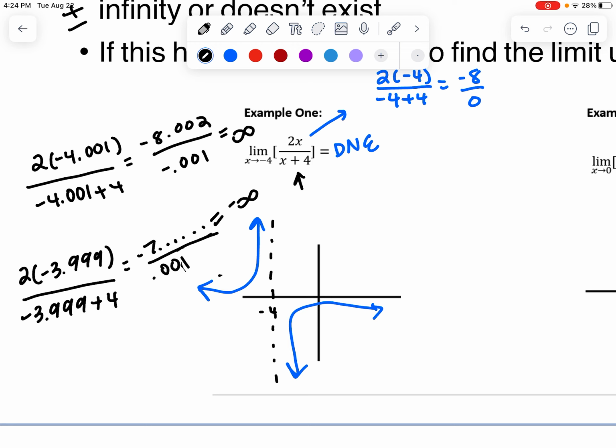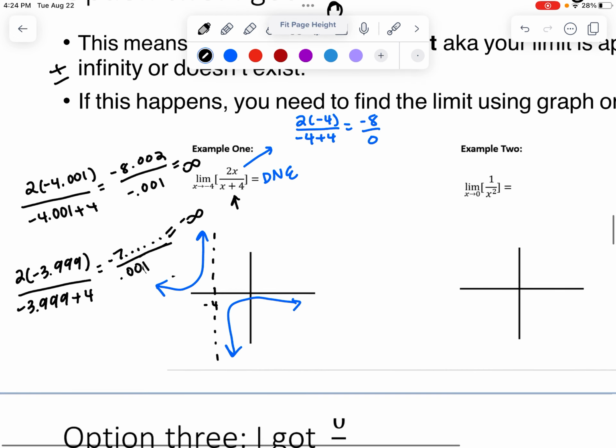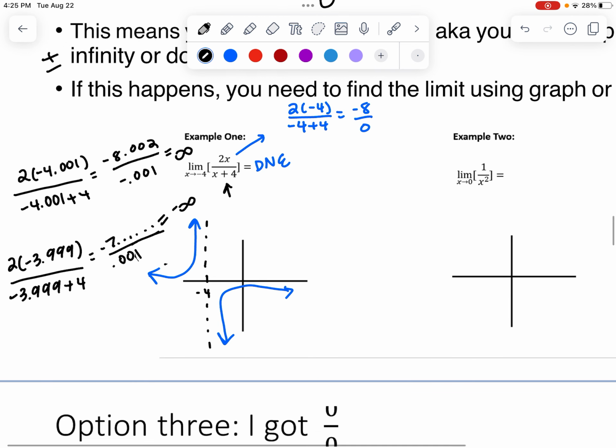And so that's how I know that it does not exist: if I look from the left and I look from the right of -4, the values are different. One's going towards positive infinity and one's going towards negative infinity. And so that is a way to do this if you don't have the graph or access to a calculator that could show you the table.